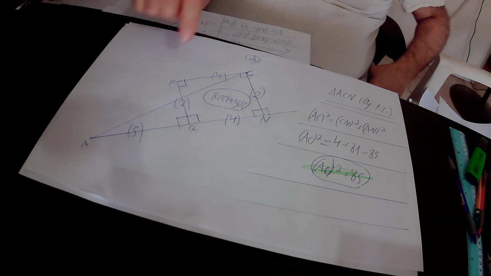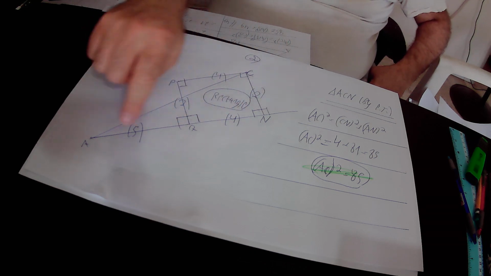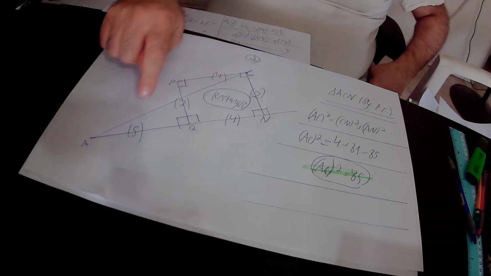In the next step, we join points A and C together by a straight line. By joining points A and C, we created the right triangle ACN. In the next step, we implemented the Pythagorean theorem in the right triangle ACN.